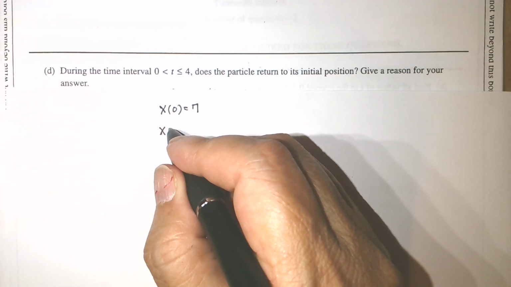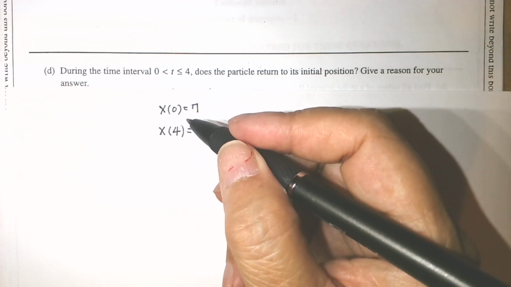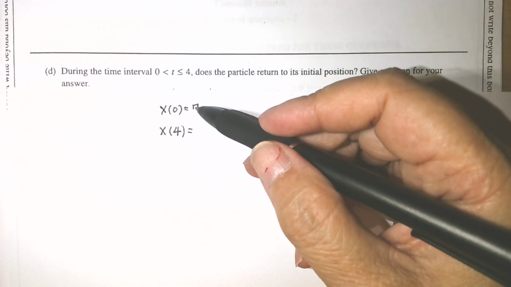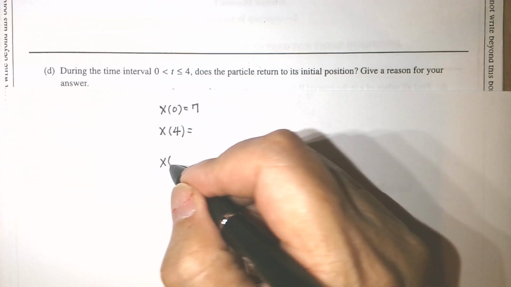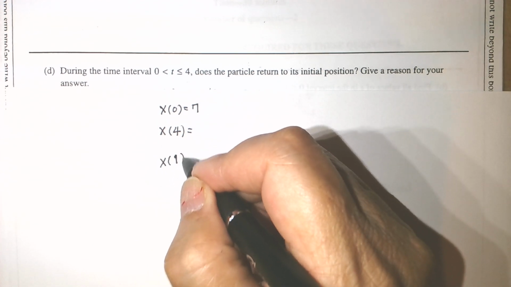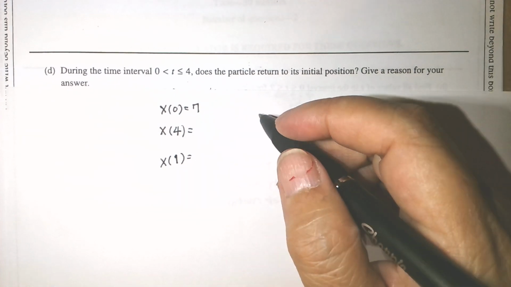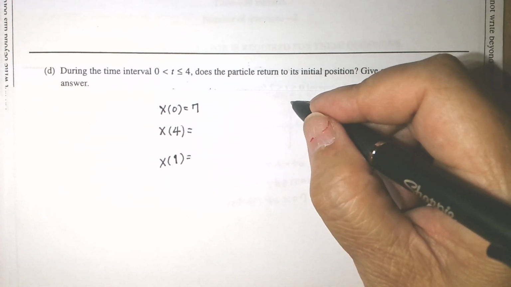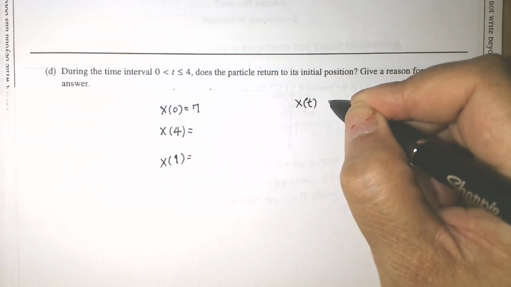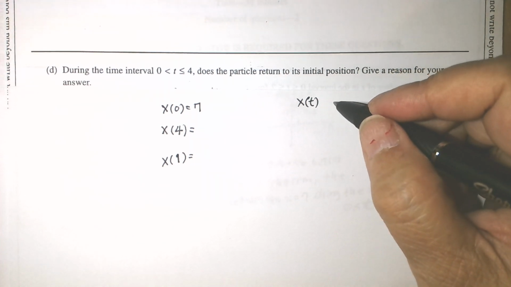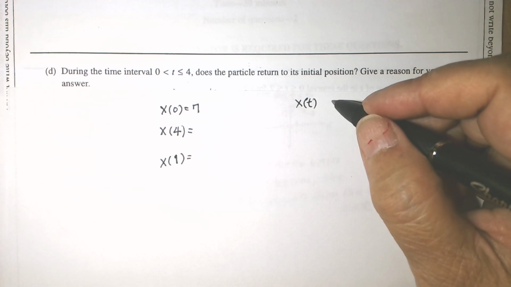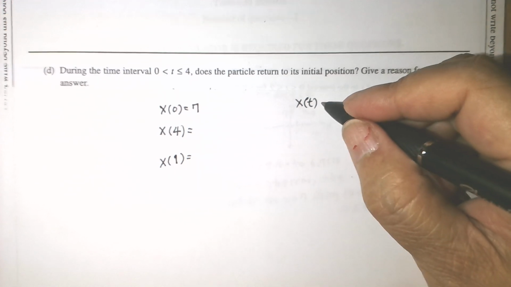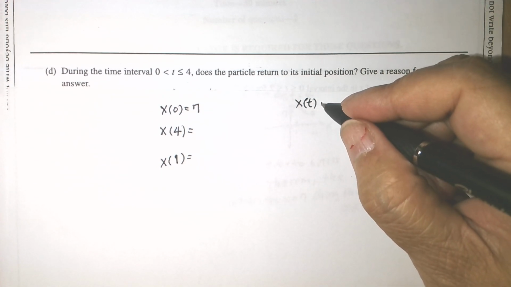And then we can also find the position at 4. But we need to find somewhere around here, to see if it returns to 7 or not. So we can pick x of 1. If t equals 1, what happened? But before we do this, we need to state whether this function x(t) is continuous or not. Why is it continuous? Because we know v(t) is continuous, right? So the x position function is continuous.